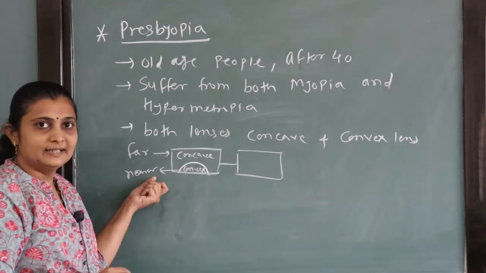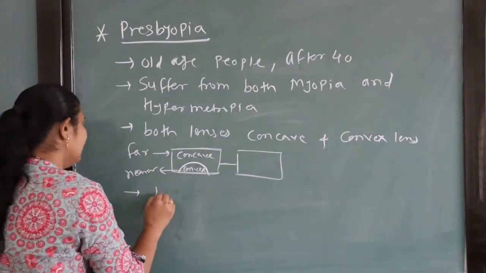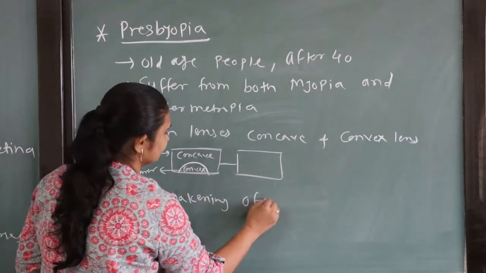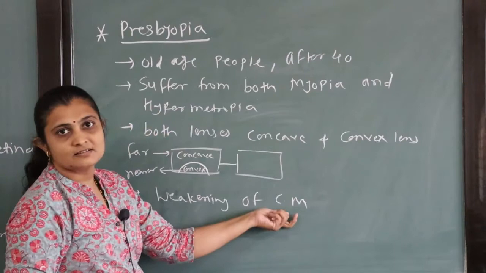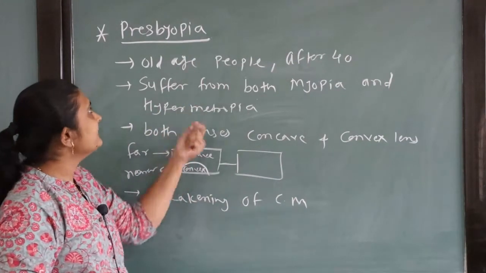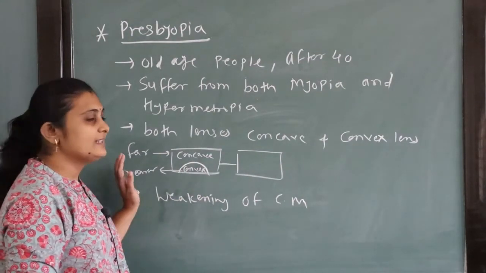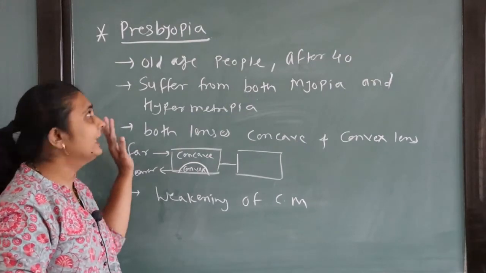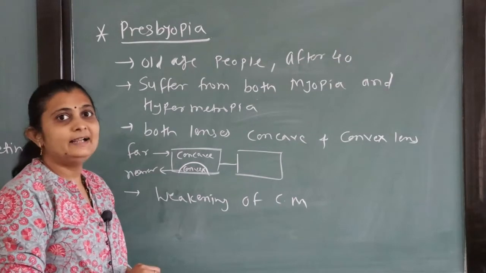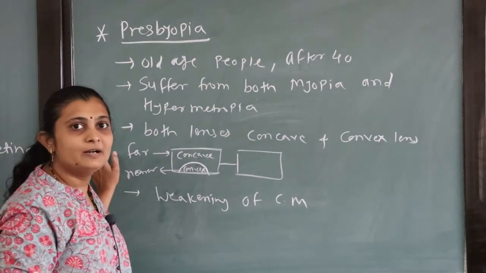nearer objects clearly. Now, why does this disease happen? Due to the weakening of ciliary muscles. When the ciliary muscles don't do their function properly, then this type of disease happens. Understood? Now, all these diseases, myopia, hypermetropia and presbyopia, are cured by contact lenses and surgery. Okay, here we completed the defects of the eye.